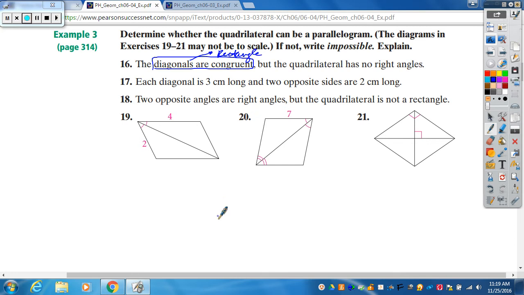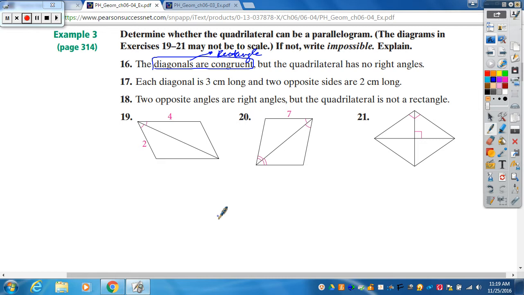But the quadrilateral has no right angles. Okay? So is it possible for a parallelogram that has congruent diagonals to have no right angles? And the answer is no. And the reason is, and you'll want to write this down as your justification, because the diagonals are congruent, the quadrilateral must be a rectangle in order to be a parallelogram. Okay? However, a rectangle has 4 right angles. Since this figure has no right angles, this figure cannot exist or is impossible. You can shorten that, obviously, but I want to get across that we know it's got to be a rectangle if it's going to be a parallelogram because of the congruent diagonals.